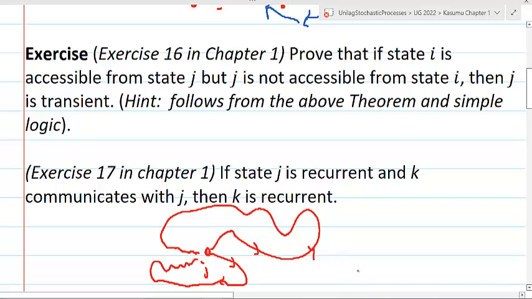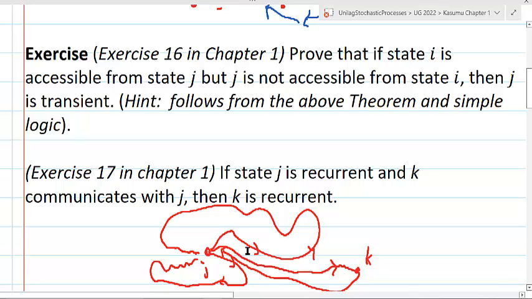Now K is another state out here, and J communicates with K. That means that J can reach K at some point. It's possible for J to reach K. And it's also possible for K to reach J. All right, now we know that J is recurrent. We know that if we go out from J, we'll return to J. But what about K? Suppose we go out from K. Will we always return to K? That's the question. In fact, the answer is yes. The fact that J is recurrent and the fact that K can be reached from J means that K will always come back to K.